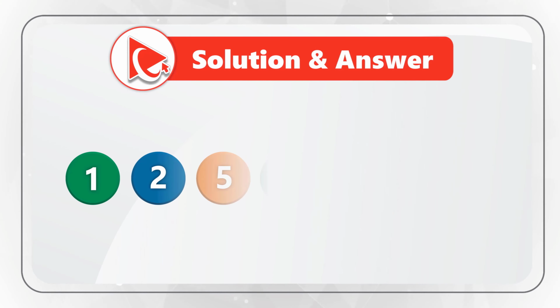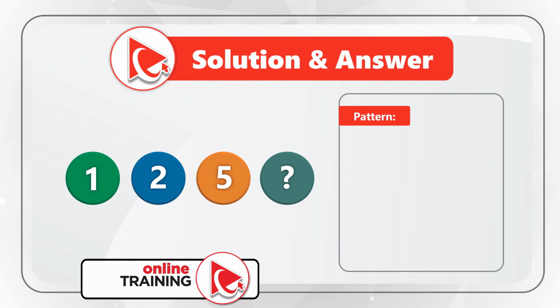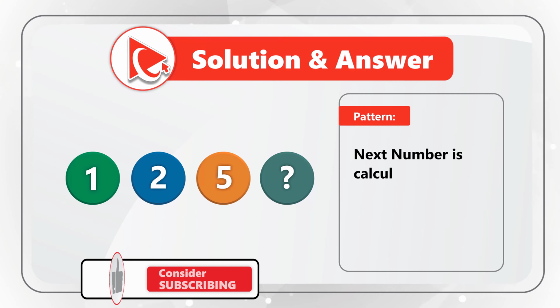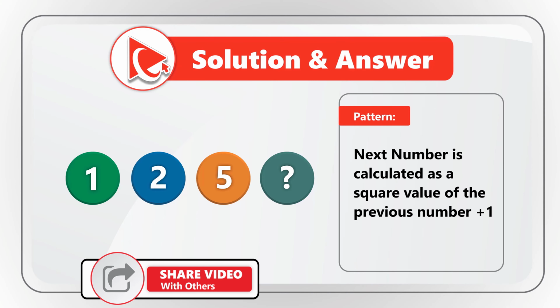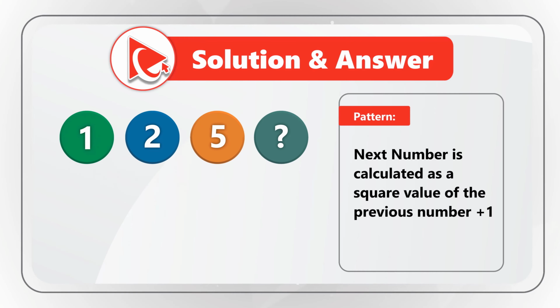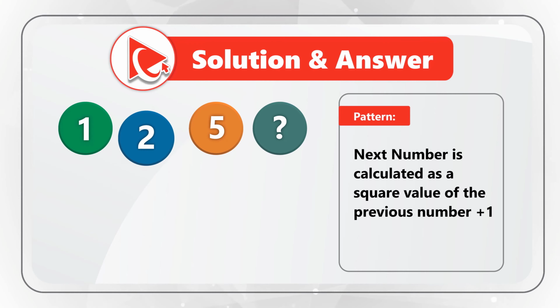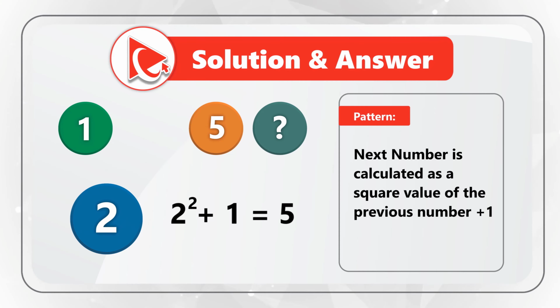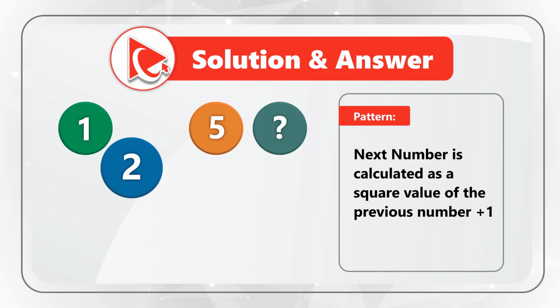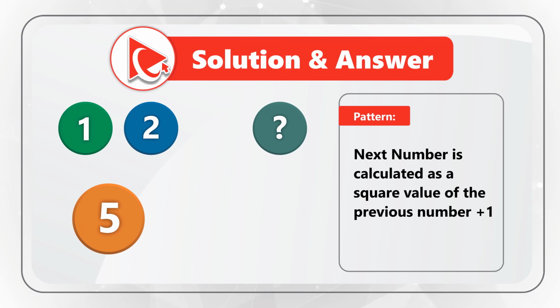I keep repeating myself when I say that finding the pattern is the key to solving this challenge. And the pattern here is that the next number is calculated as the square of the previous number plus 1. Let's look at the example. The first number is given, which is 1. The second number is calculated as 1 squared plus 1 and equals 2. The third number is calculated as 2 squared plus 1 and equals 5, which means that the missing number is calculated as 5 squared, which would be equal to 25, plus 1, which would be equal to 26.